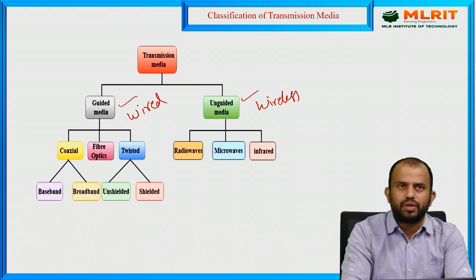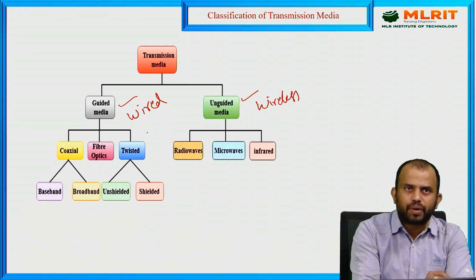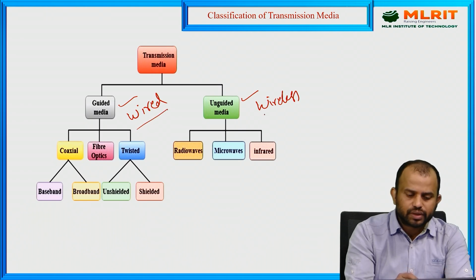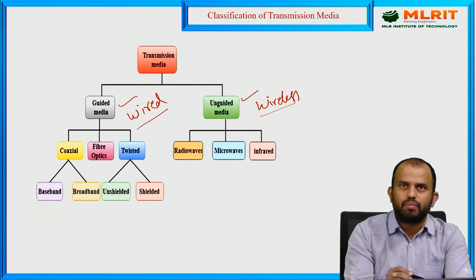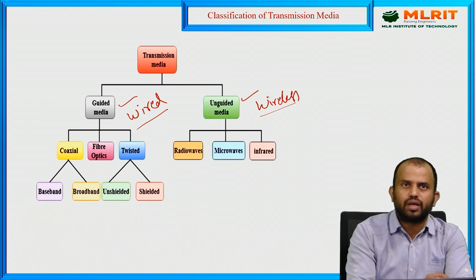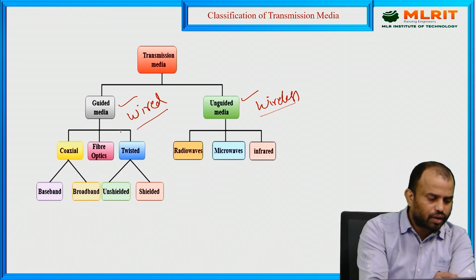So what is guided media? When the physical communication path is established, that we call guided media. When there is no physical communication path established, but communication happens through some kind of frequency level or some kind of antenna structure level, that we call unguided media.